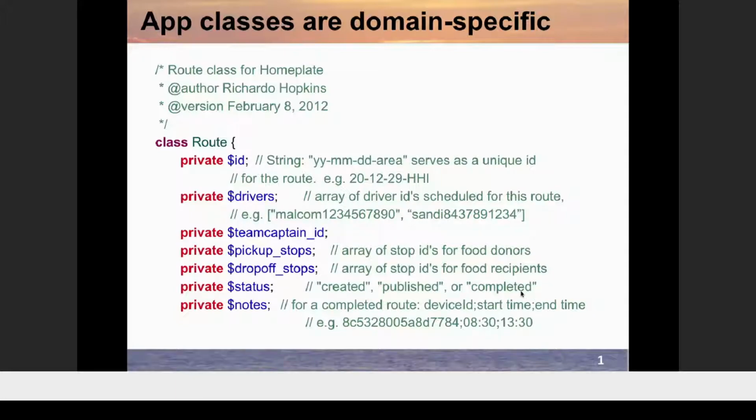And when the driver submits the data that they collect during the route, the route gets marked completed. And then the notes are other information about the particulars of what happened during that route. In this particular case, the Android device ID, the start time, and the end time get captured for that particular route, so we can audit the history of that route if we need to.